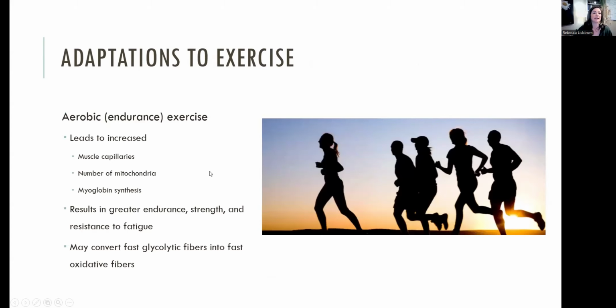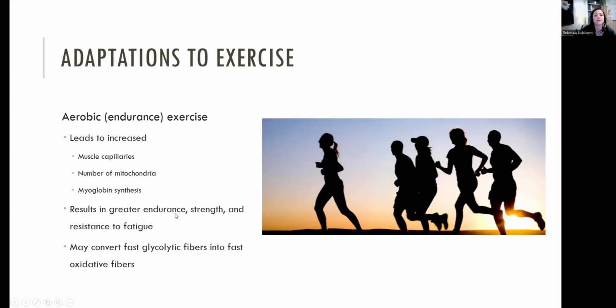So adaptations to exercise. Endurance exercise leads to increased muscle capillaries, so more blood flow there, and increases in the number of mitochondria and myoglobin synthesis. This is why you can start training for a marathon, and at the beginning you were out of breath and can't do it, but then can build up to doing it. So this is endurance type exercise, and our body tends to adapt.